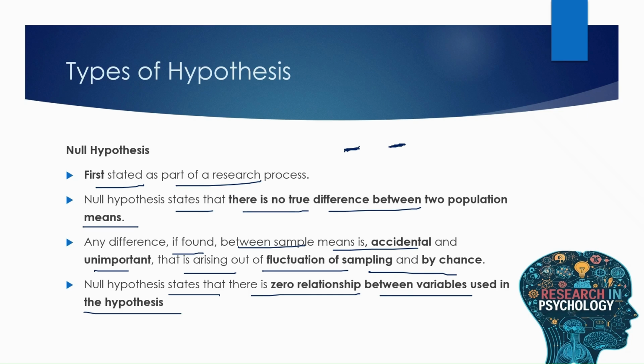So null hypothesis states that there is zero relationship between variables used in the hypothesis. Okay, so we know that in our research we are studying two different variables, or the relationships between any two variables. So when you state null hypothesis, it states that there is zero relationship or no relationship between the two variables which you are using for your study, or there is no true difference between two population means.